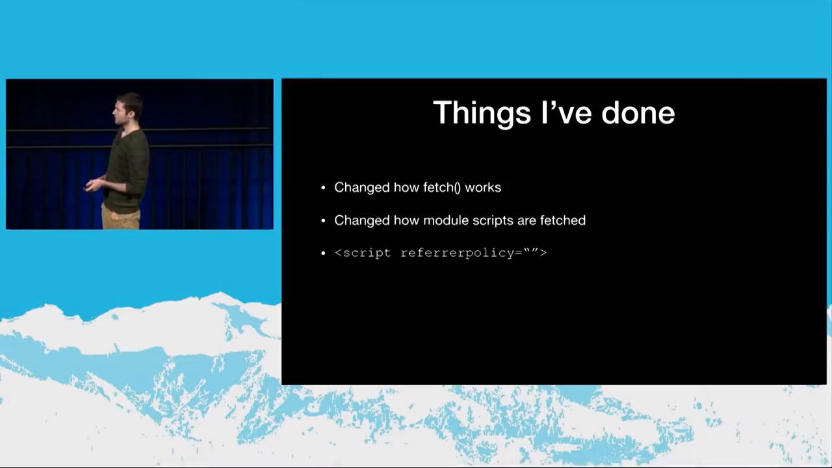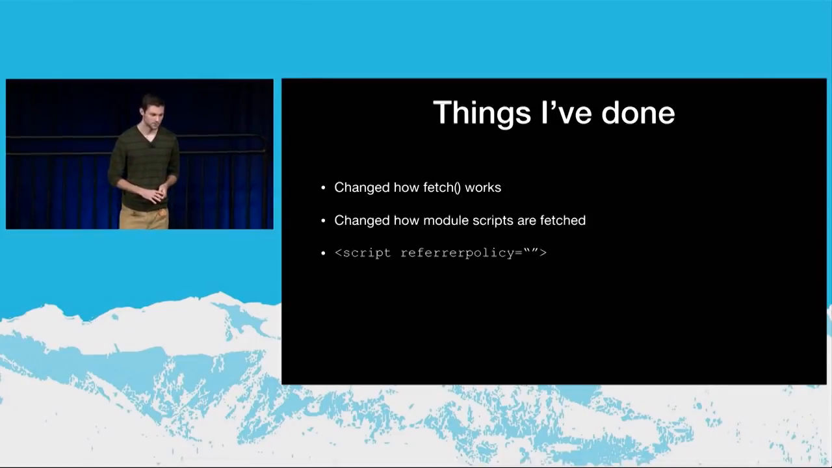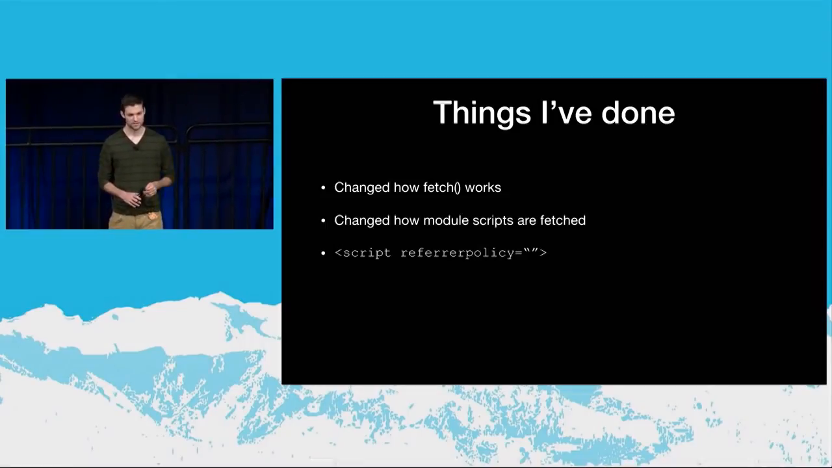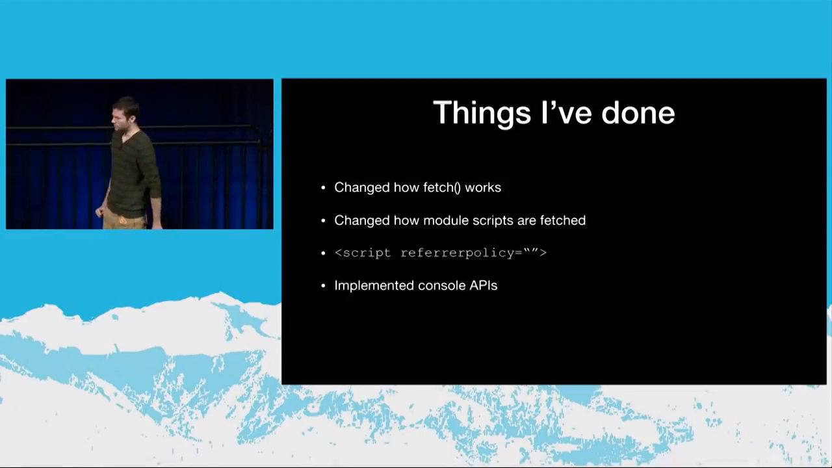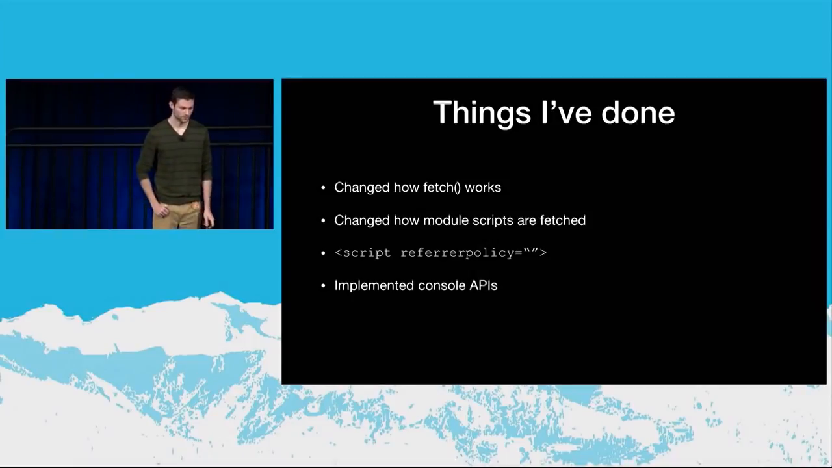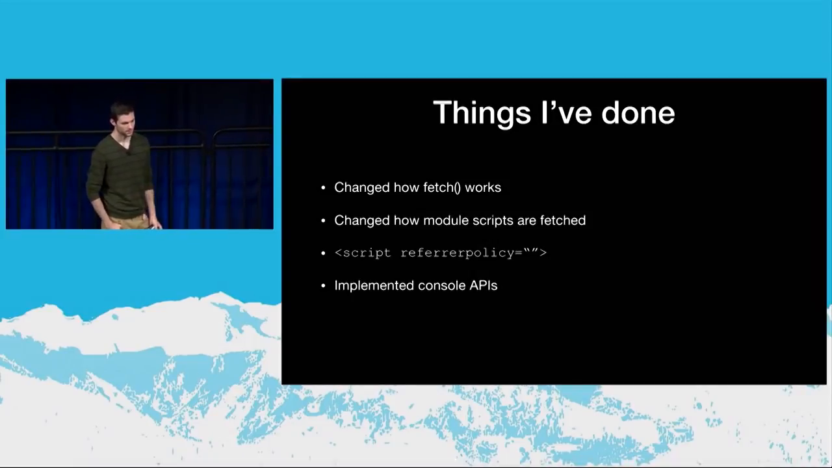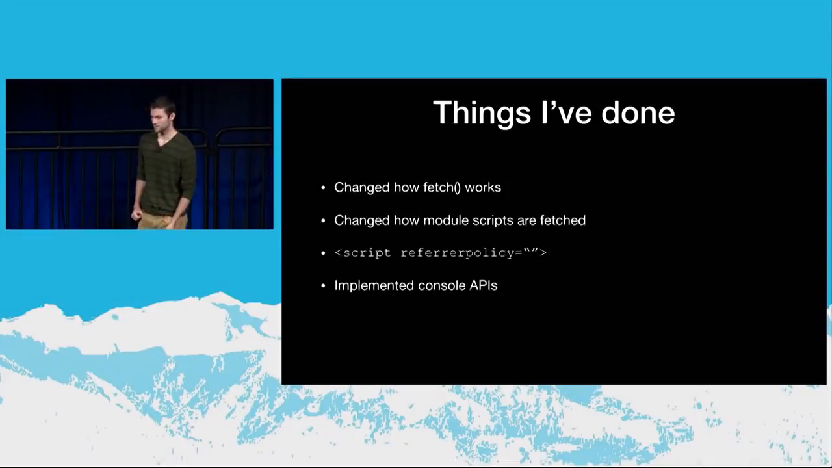I also standardized and implemented the referrer policy attribute. This is a security and privacy attribute in HTML. So I did this on the script element recently. I like resource loading and security and privacy kind of stuff. I've also implemented a bunch of console APIs. So the console standard I mentioned is a really, really good one to start getting involved with. So I encourage you to check it out. It's what I started with, and I also started working on Chrome, partially as a result of that.